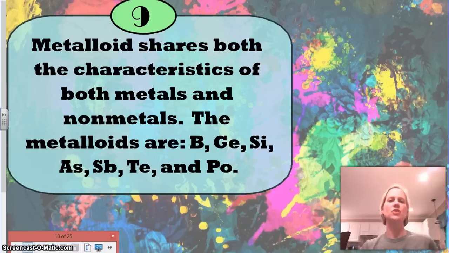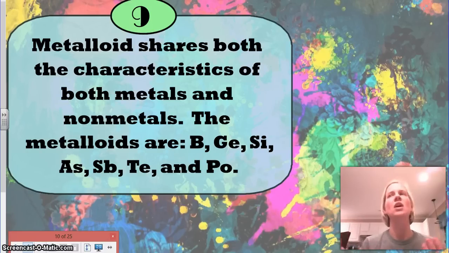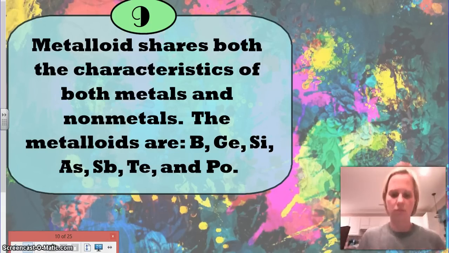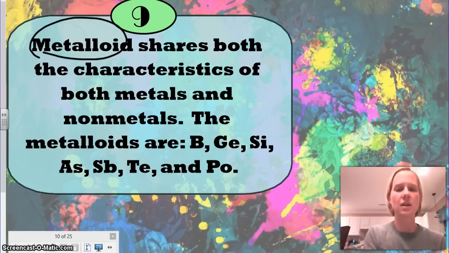A metalloid shares both characteristics. These are going to be things that conduct electricity really well, but they're not going to conduct heat so much that they catch fire. Think about even what I'm on right now, my nice little laptop. It's able to conduct and it will get warm, but it's not going to get so hot because it's not pure metal. It's a metalloid that has the best of both worlds. The metalloids on the table are listed here: B, Ge, Si, As, Sb, Te, and Po.